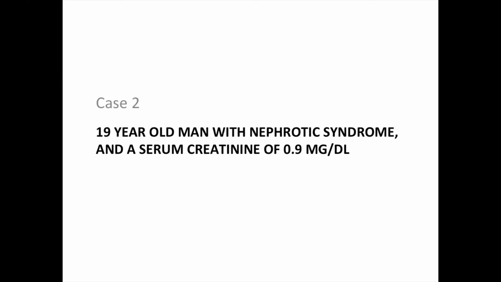He presents with nephrotic syndrome, meaning he has proteinuria of more than 3 grams, and he has a serum creatinine of 0.9, which is basically normal. So his renal function is normal, he has nephrotic syndrome, and they want to know why. In this instance our differential diagnosis is: are we dealing with minimal change? Are we dealing with membranous? Are we dealing with FSGS? Okay, one of these three.